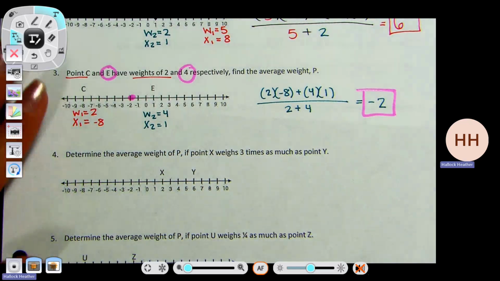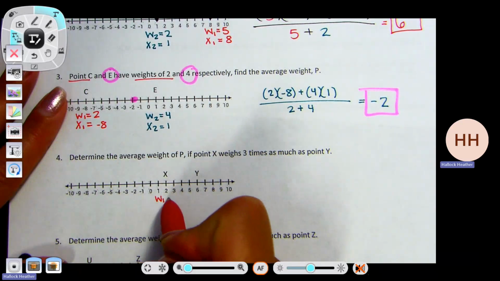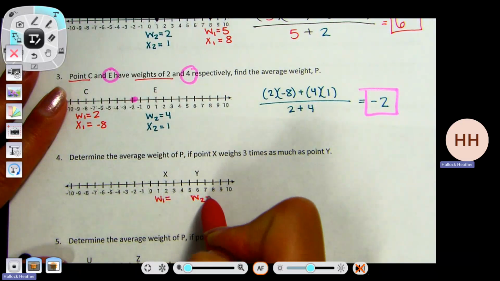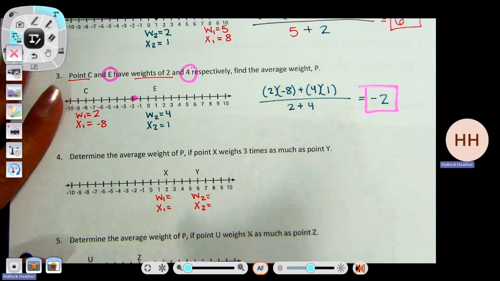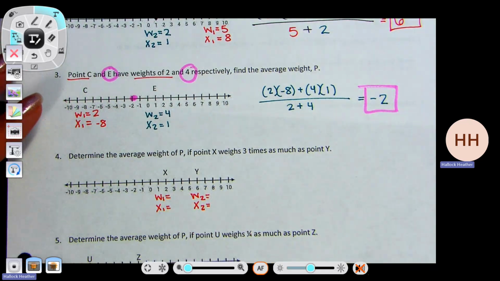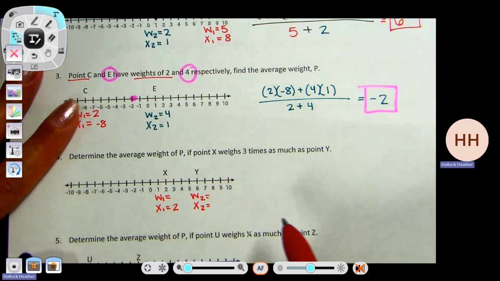So let's start with just organizing our thing. We'll call this weight 1 and this one weight 2. We'll figure that out in a minute. This is going to be X1 and this is going to be X2 because we need those to match together. So where's X at on my graph, at what number? 2. Where's Y at on my graph?